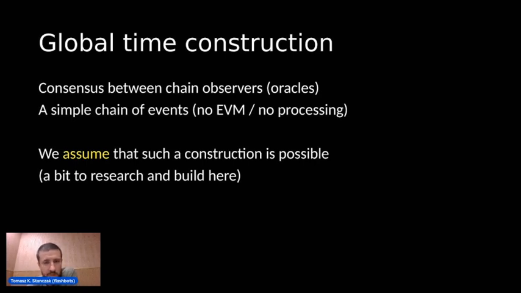Obviously, observation of multiple chains with various speeds. Think about Solana versus Ethereum and so on. This might be quite challenging, but we do want to have a simple chain of events like this. So there should be no processing, no excessive EVM operations. We just want the ordering of events.